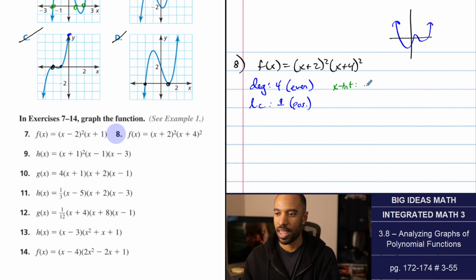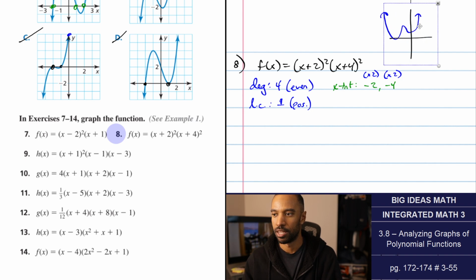X-intercepts are -2 and -4. Notice because both of them are squared, they each have multiplicities of 2. Multiplicity of 2 here, multiplicity of 2 here. That means we will bounce off of both -2 and -4. So the graph is actually probably going to look more like this.